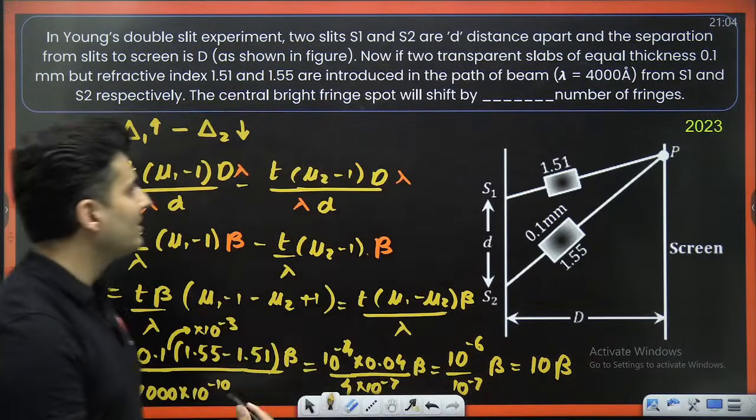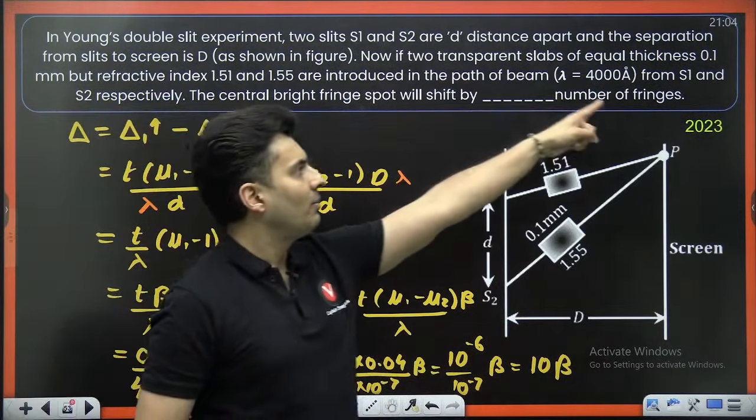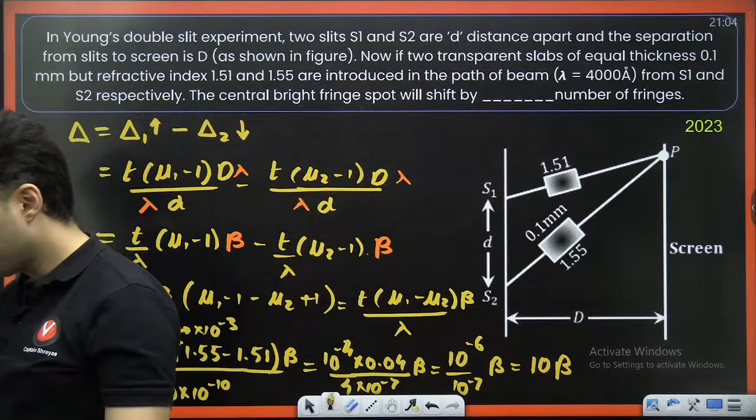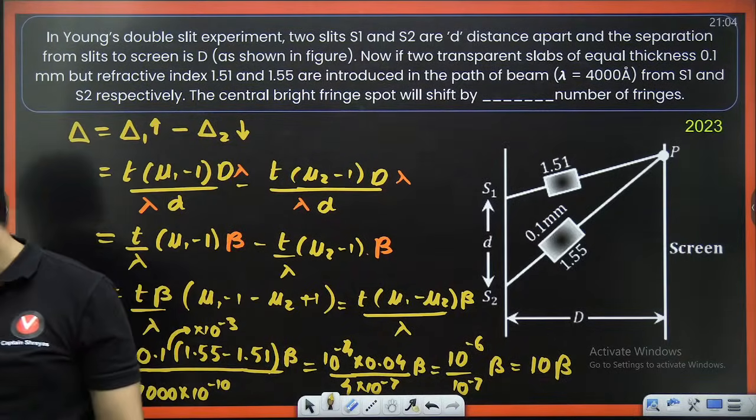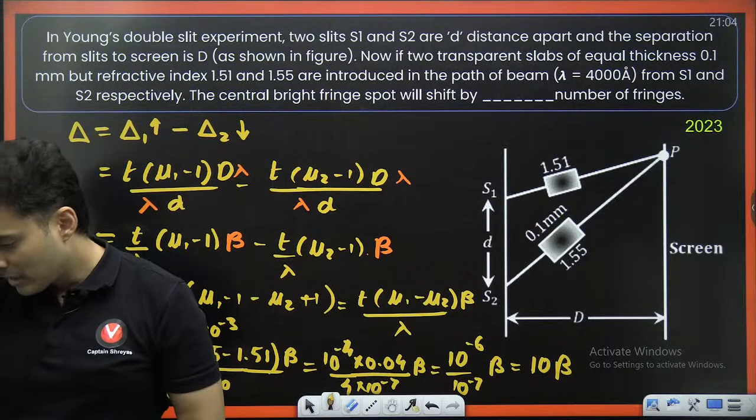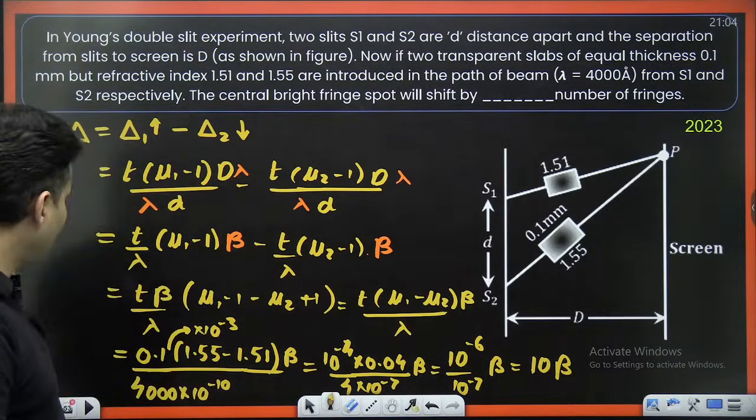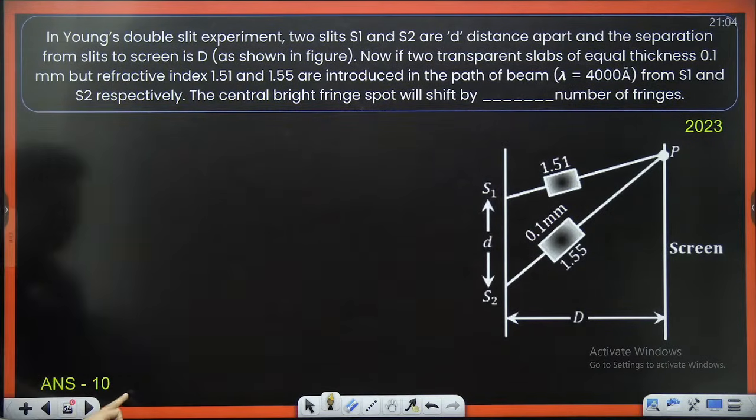So 10 betas means 10 fringes. It will shift by 10 fringes. That's the answer. It will shift by 10 fringes. Everyone with me? Understood or clear? Yes, the answer is basically 10.